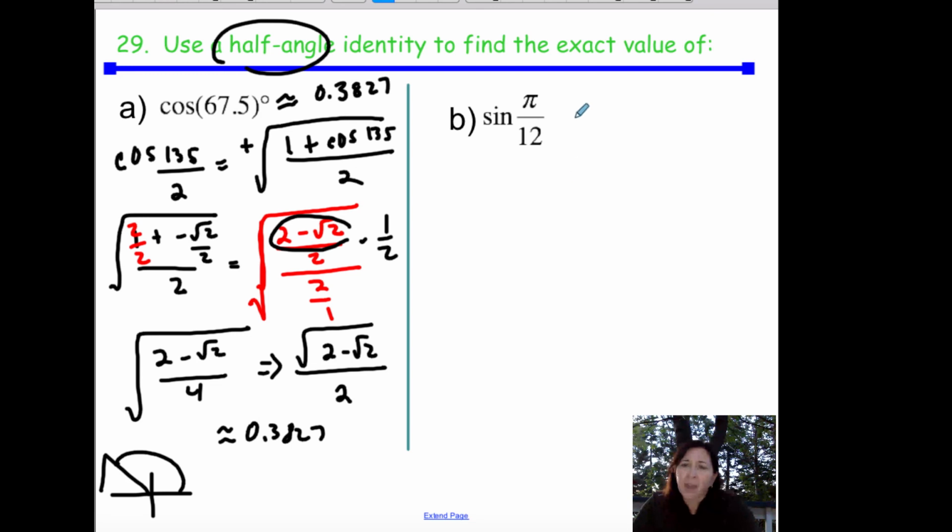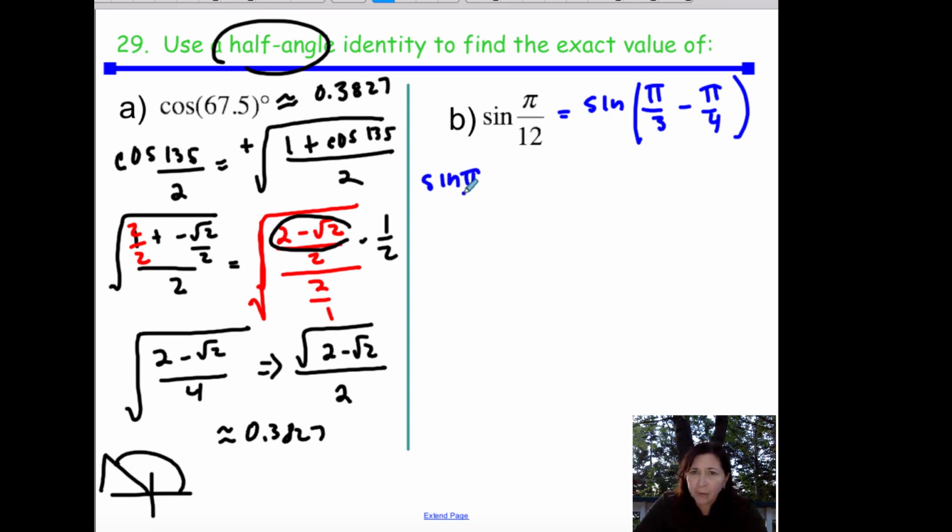This problem is sine of pi over 12. And again, I feel like I just did something very similar to this. This is sine of pi over 3 minus pi over 4. So that's 60 degrees minus 45. And so when I'm simplifying that, I'm going to get sine of pi over 3 cosine of pi over 4. Sine has the same, so minus. Sine of pi over 4 times cosine of pi over 3.